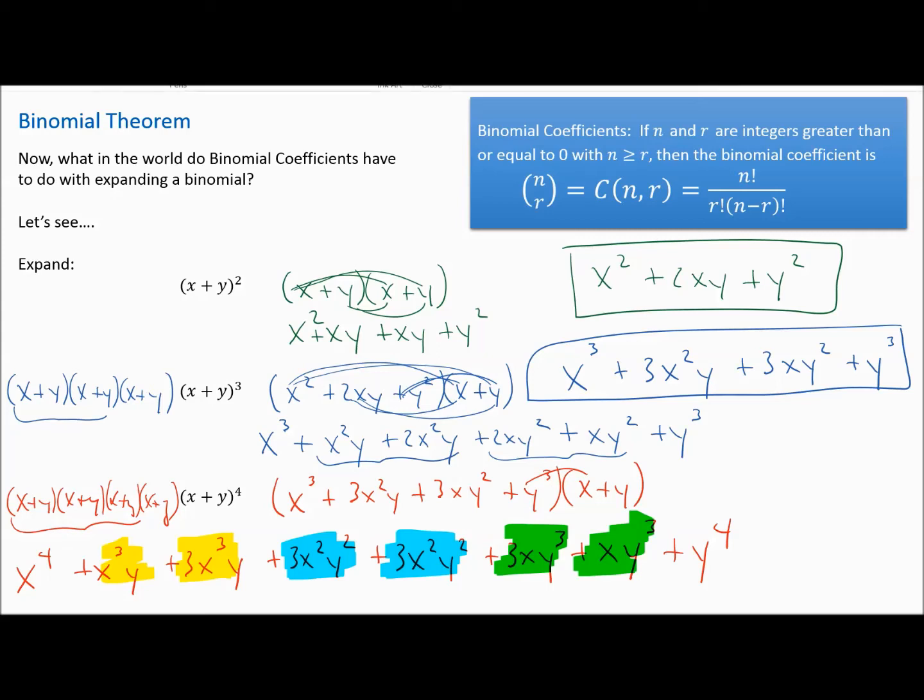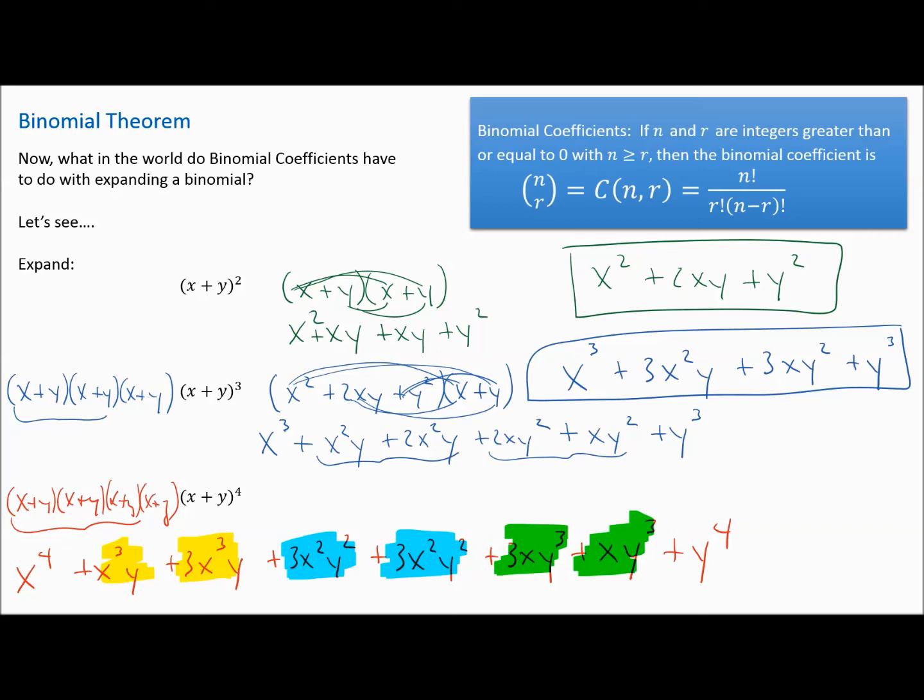Now, forgive me, because I am out of space. So I'm going to remove our scratch work right here so I have space to write this final answer down, and then I can rectangle it off and we could take a look and see what in the world this has to do with binomial coefficients.